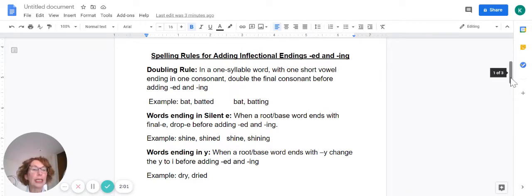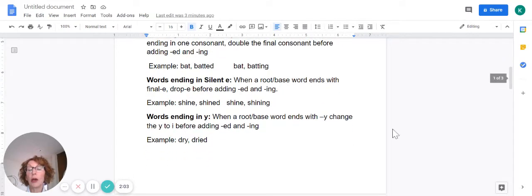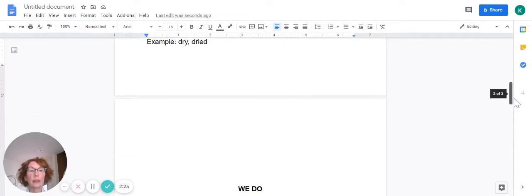And also, words ending in Y. If you remember, when a word ends in Y, you change the Y to I before adding ed, not ing, just ed. An example is dry. You drop the Y or change the Y to I and add ed, dried, past tense.